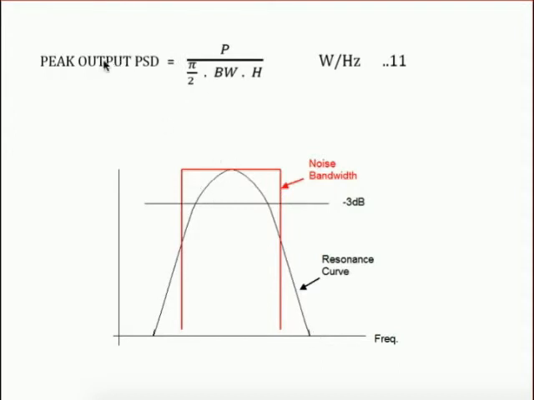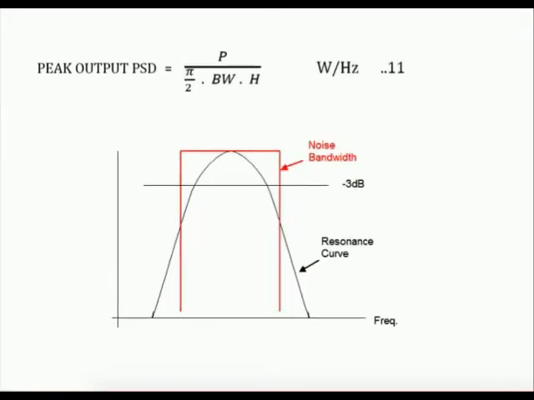The peak output power spectral density, this here, must be equal to the output power divided by the bandwidth. So this enables us to get this.